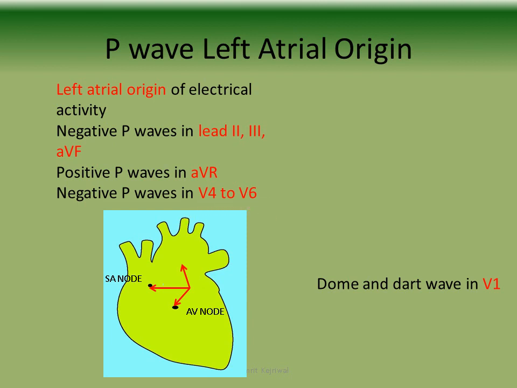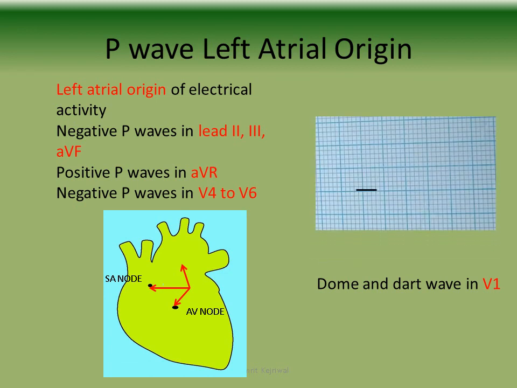A dome and dart wave in V1 may be seen. So this is the isoelectric line, and this is how the P wave looks, with a dome and dart like appearance. You can see the dome over here and a dart like appearance. So a P wave of left atrial origin in V1 will show a dome and dart like appearance.